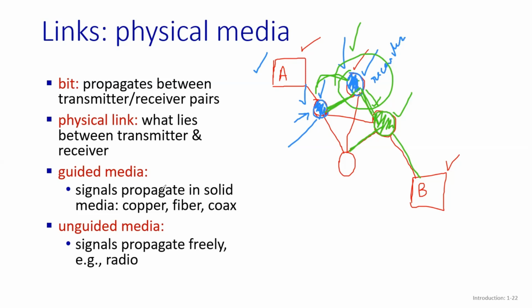So we have two types of physical media: the guided media and the unguided media. In the guided media, the signals propagate in solid form. For example, we have the copper wire, the fiber optical wire, the coaxial cable, and the twisted pair cable. These are known as the guided media. In the unguided media, the signals propagate in air. The signal propagates freely, for example radio, Bluetooth, and Wi-Fi. So these are the types of physical media. Let me clear my board.